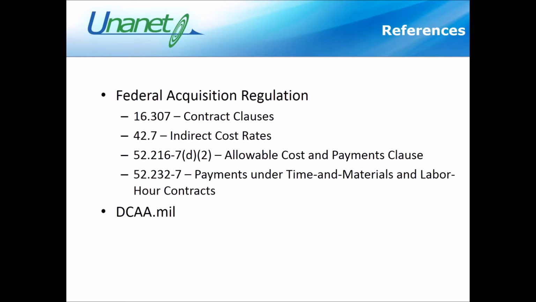So 52216-7 is the allowable cost and payments clause, and then payments under T&M and labor hour contracts references 216, but only to the extent that there are cost reimbursable elements of a T&M contract. And as always, there's DCA.mil.